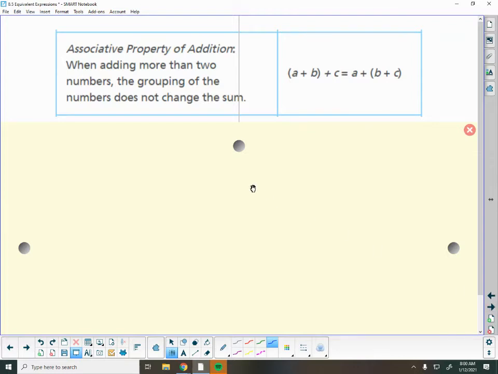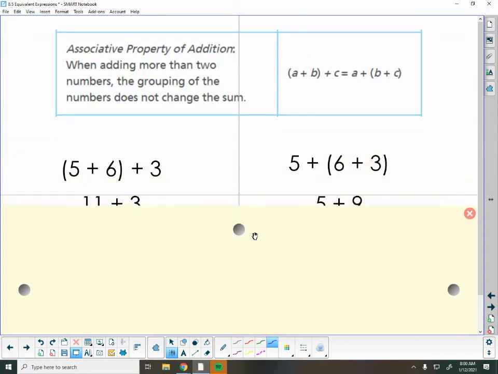So another one we have here is the associative property of addition. When you associate with someone, you are grouped together with them. So when you are adding numbers, just so we can see A plus B plus C, we can group A and B together, or we can group B and C together. And it's not going to change our answer. Let's take a look here.